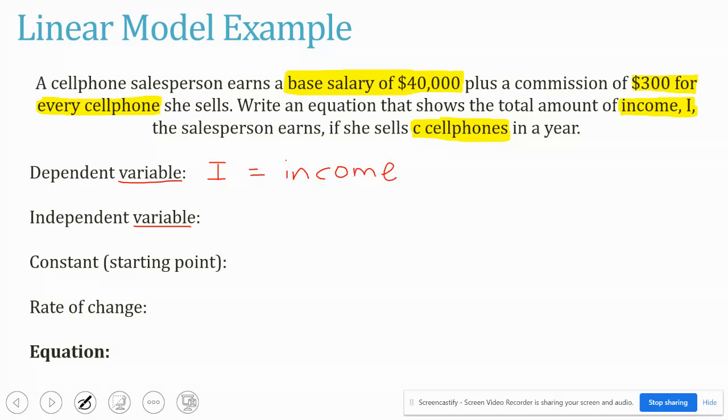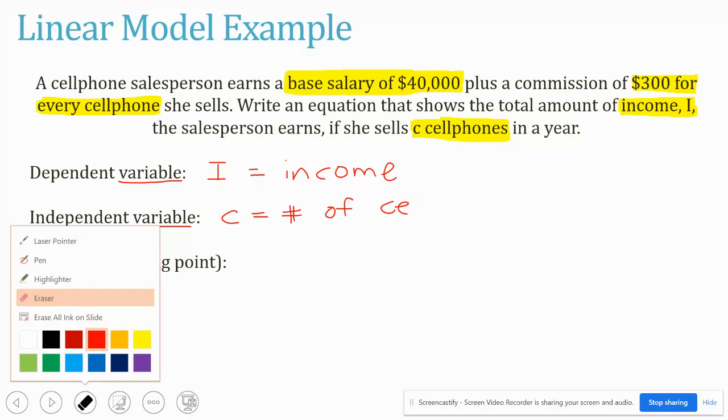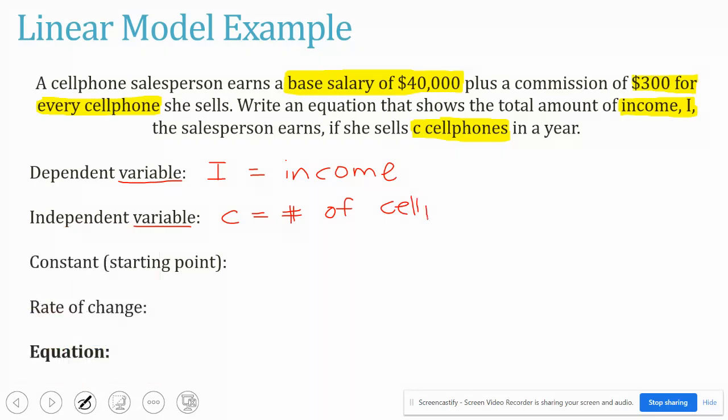Okay. Now the independent variable is the amount of cell phones she sells because that's what's going to tell us what her income is. So independent variable is C, and I'm going to write number of cell phones sold. Remember, this is not the cost of a cell phone. It's the number of cell phones sold. Let me just make that look a little neater. Cell phones sold.